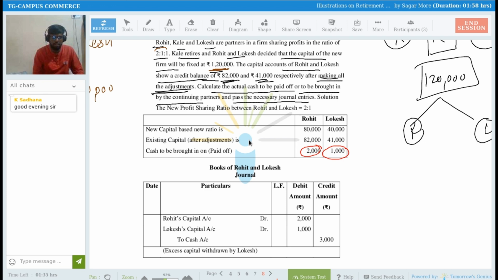You can draw a table like this. 80,000 and 40,000 is the actual balance, which is the 1,20,000 closing capital, actual closing capital that you have divided into 2:1 ratio. Then existing capital after adjustment is 82,000 and 41,000. It means you have to repay 2,000 and 1,000 respectively to Rohit and Lokesh. So what will be the entry? The entry will be Rohit's capital account debit, Lokesh capital account debit to cash account, 2,000, 1,000, 3,000. Understood?